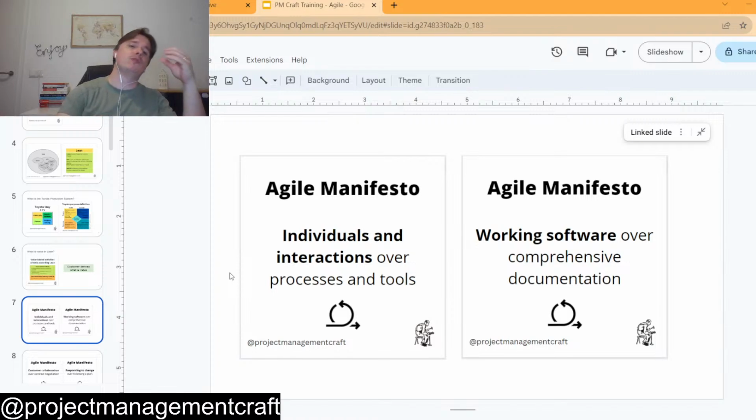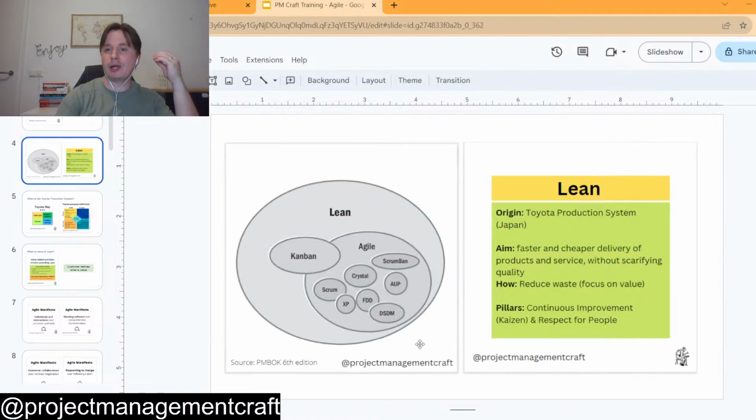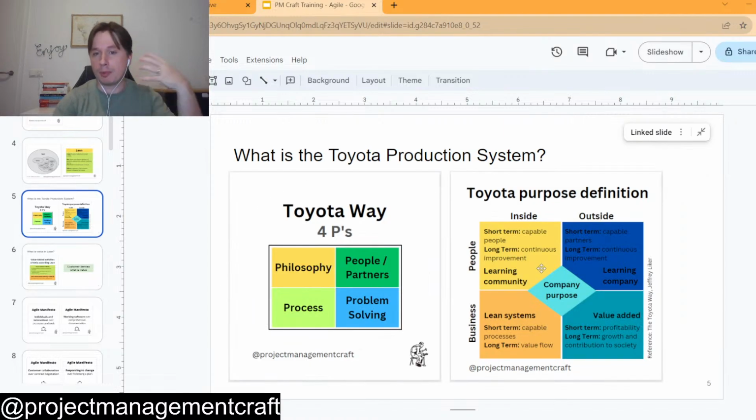Here again, if you read the Agile Manifesto, the intent is not saying that process and tools are not important, but the intent is saying that individuals and interactions are more important. So here you already have this idea I mentioned, respect for people, and then you can look for the purpose again, thinking about people development, learning community.